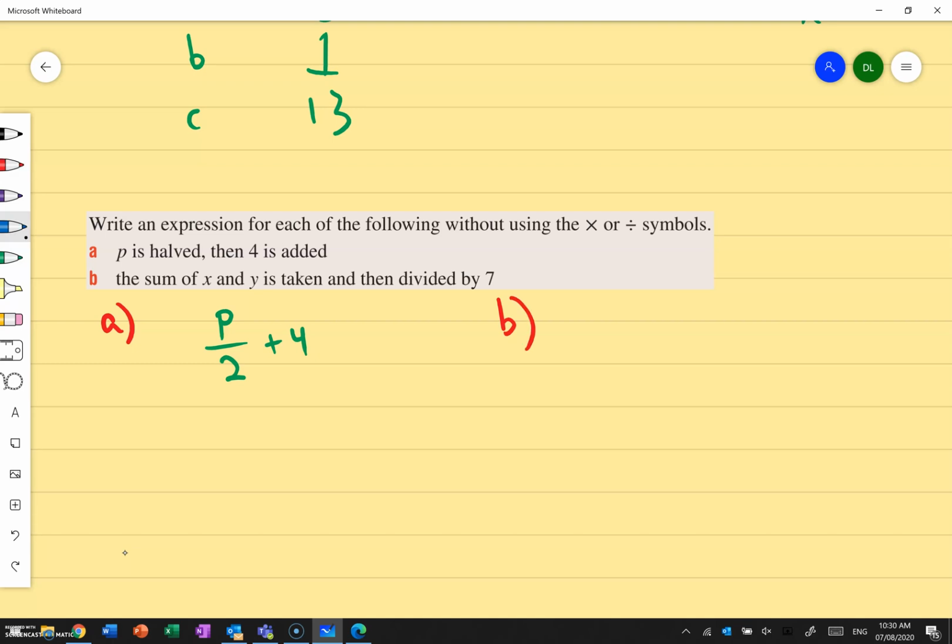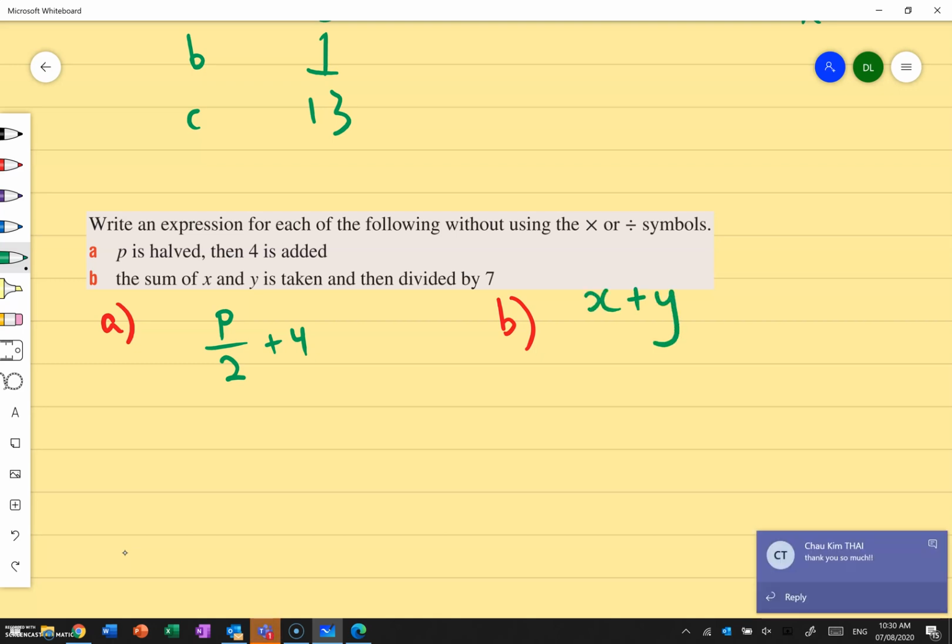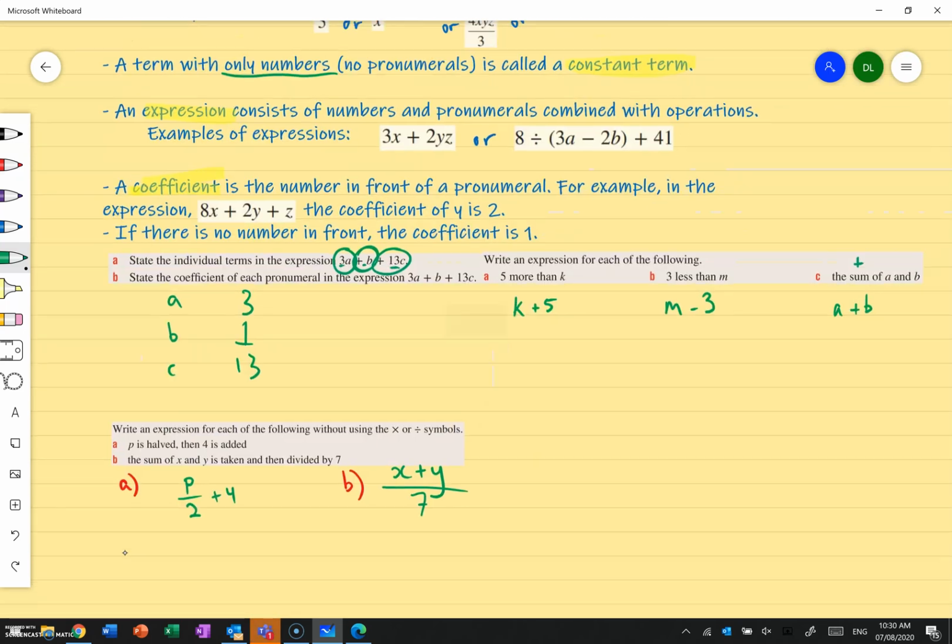Alright, next one. The sum of x and y is taken and then divided by 7. So the sum of x and y is taken and then divided. So let's ignore the then divided first. Let's focus on the sum of x and y. So remember, sum means plus. So I'm going to write x plus y. And then I'm thinking, well, and then divided by 7. So that means all of it is divided by 7. So instead of writing divided by 7 like that, I'm going to draw the line and then divide it by 7. And that's it. Hopefully that makes sense. Let me know if you have any questions.